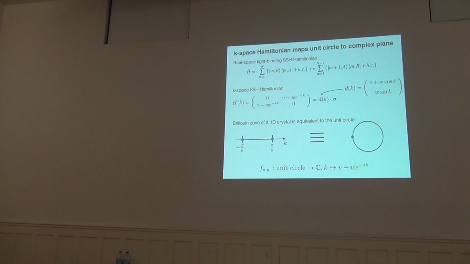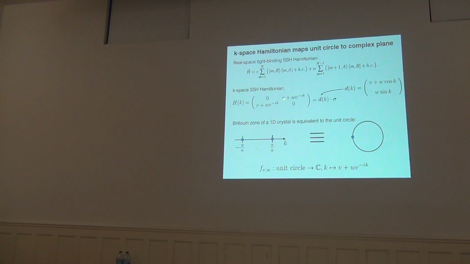Okay, so moving towards sort of geometry or topology, we can first recognize that the Brillouin zone of a 1D crystal is actually equivalent to the unit circle, because we know that for a one-dimensional crystal, the Brillouin zone is just going from minus pi over a to pi over a. That's just this segment. And minus pi over a is equivalent to pi over a. So this is essentially, sort of topologically speaking, nothing else but the unit circle. Okay, so what you see here is that what this Hamiltonian shows you is that there is a mapping.